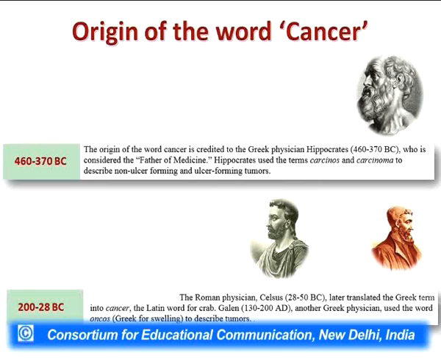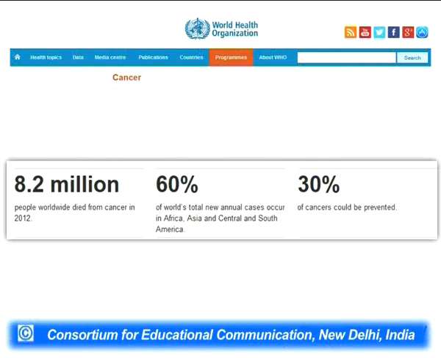Subsequently, in the year 200 to 28 BC, the word cancer originated, given by the Roman physician Celsus. For the first time he used the word cancer, which in Latin means crab. Another Greek physician, Galen, in the year 200 AD, for the first time described onco, which means tumor growths. Subsequently, it was found that cancer growth has been found through the ages.